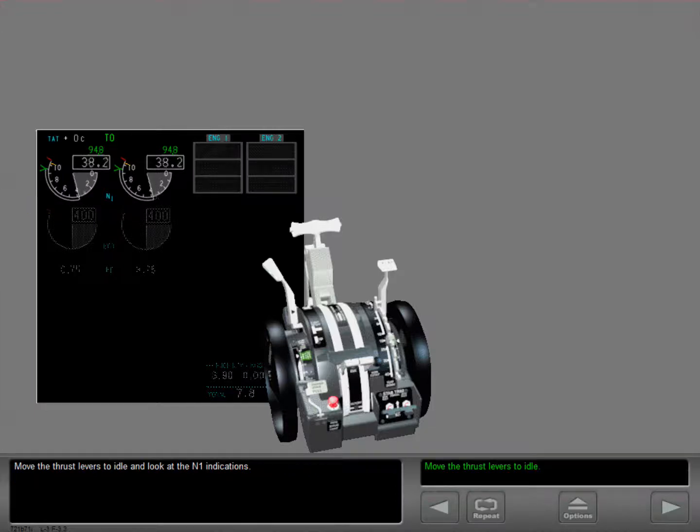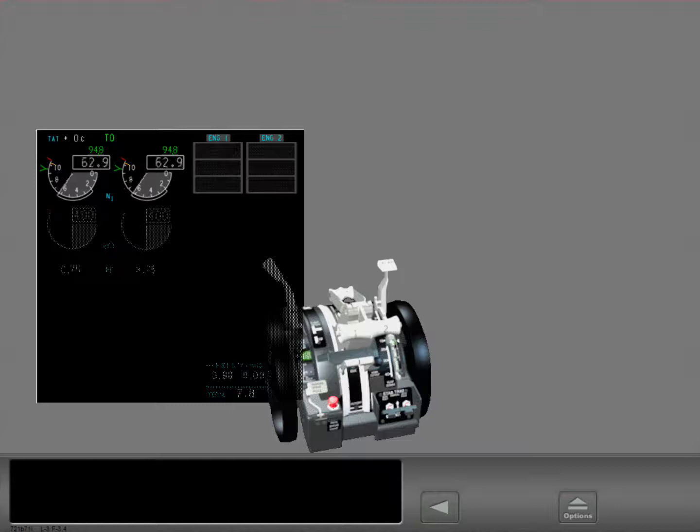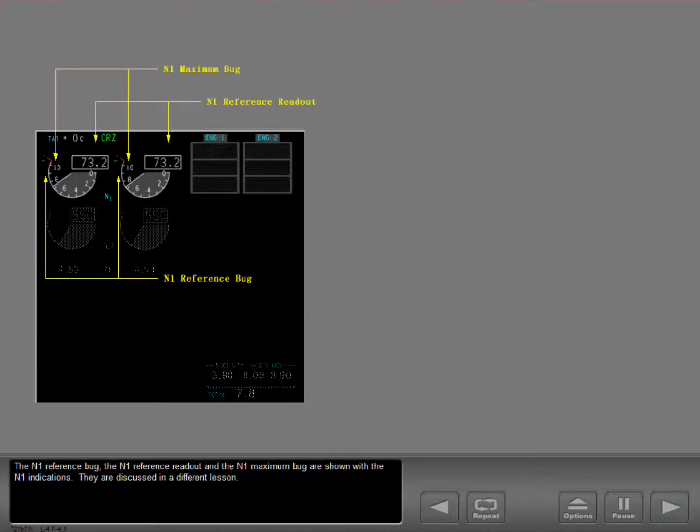Move the thrust levers to idle and look at the N1 indications. The N1 reference bug, the N1 reference readout, and the N1 maximum bug are shown with the N1 indications. They are discussed in a different lesson.